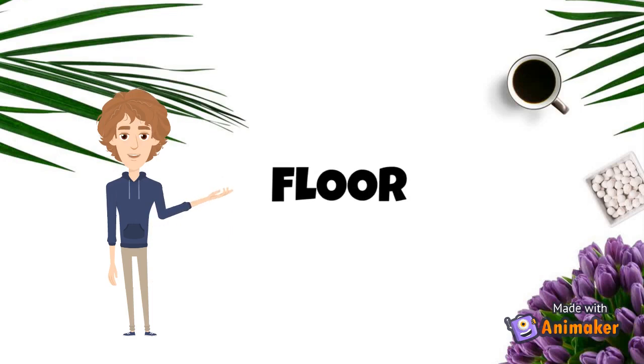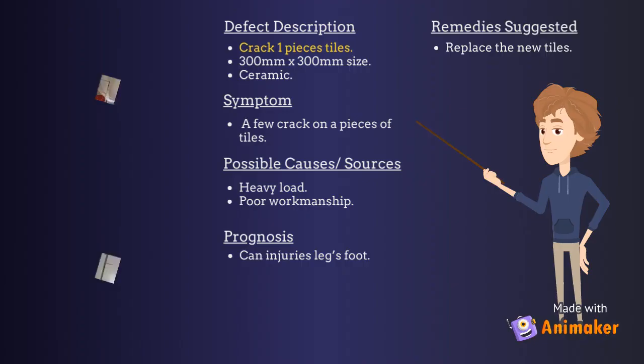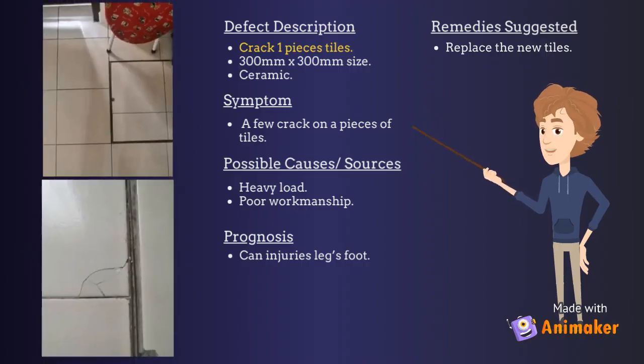The next element is floor. The first defect from the floor element is crack on pieces of tiles. The symptom is a few cracks on the pieces of tile. Possible causes are heavy load and poor workmanship. The prognosis is skin injuries to legs and feet. The remedy suggested is replace with new tiles.